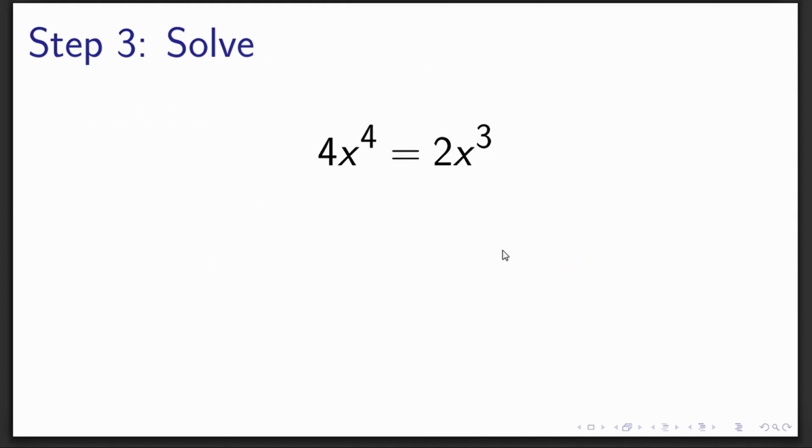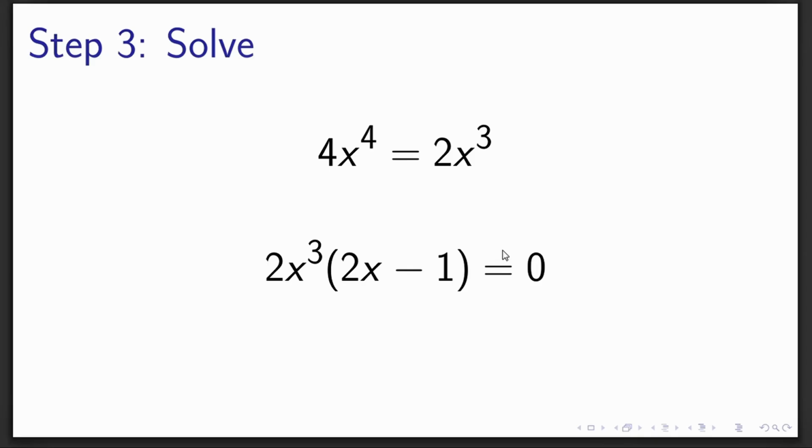Now I can substitute in the original equation. When I do that, I'm going to get 4x to the power 4 is equal to 2x to the power 3. Now we can simplify this. I will move both terms to one side and take common factors. When I do that, I'm going to get 2x cubed times (2x minus 1), and when I put both factors equal to 0, I'm going to get x is equal to 0 and x is equal to 1 by 2.